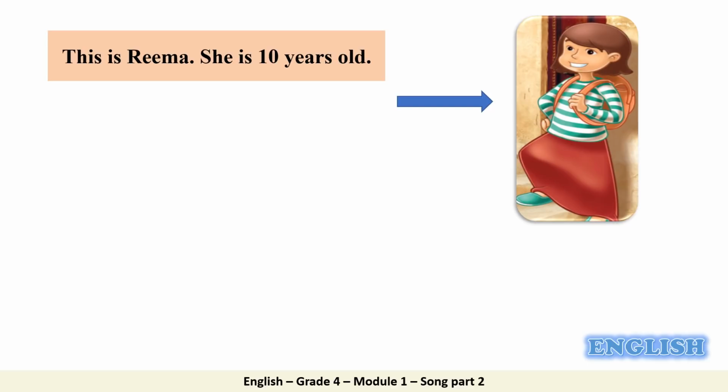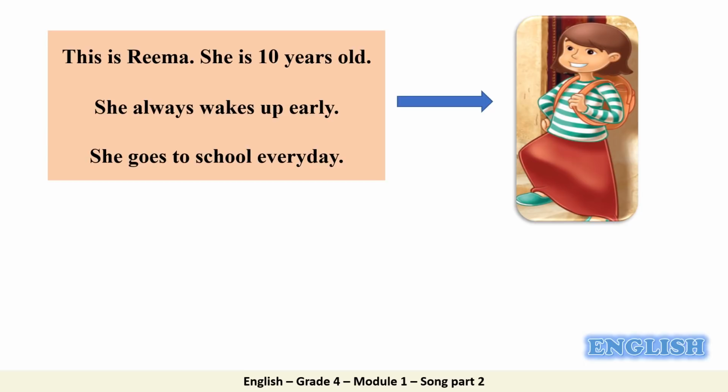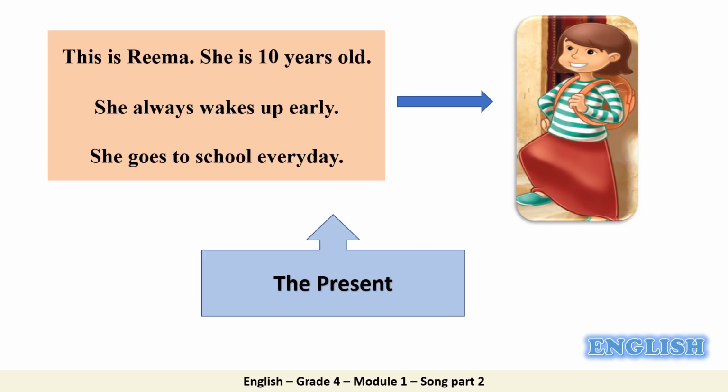This is Rima. She is 10 years old. She always wakes up early. She goes to school every day. We can notice here that we are talking about Rima's daily routine, things that she does repeatedly, over and over. So we call that the present.